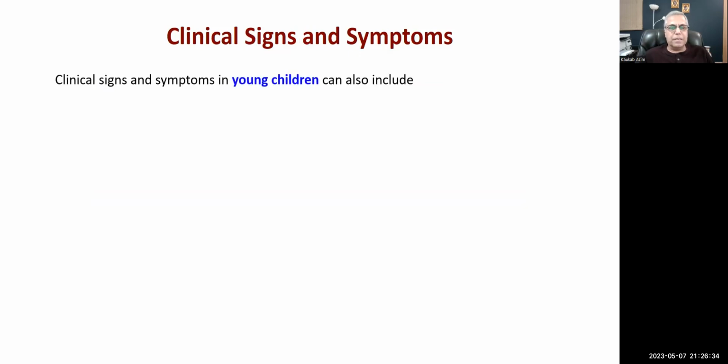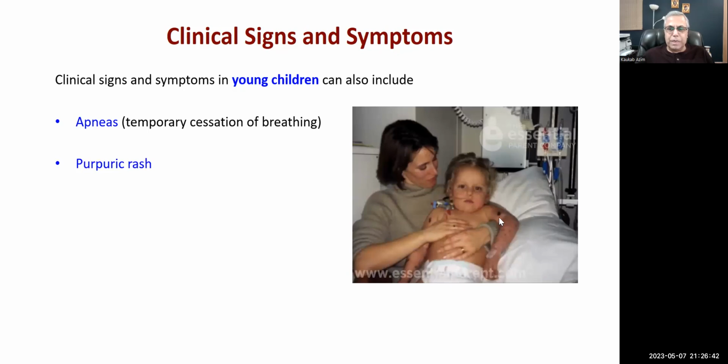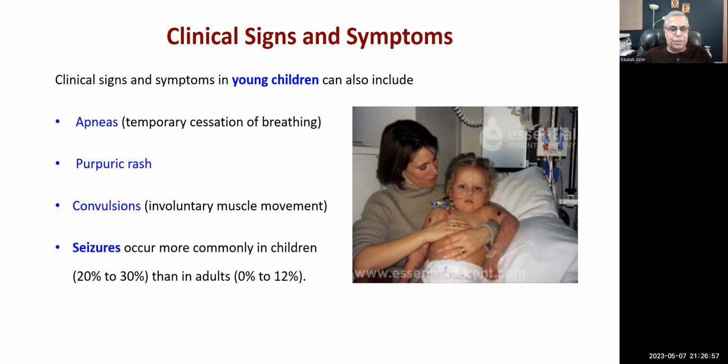Clinical signs and symptoms in young children can include apneas, which is temporary cessation of breathing. Purpuric rash, that's the picture I showed you. This is non-blanching, which means if you roll a glass of water over it, it will not turn white. It will remain the same color. Convulsions could be there, seizures could be there.